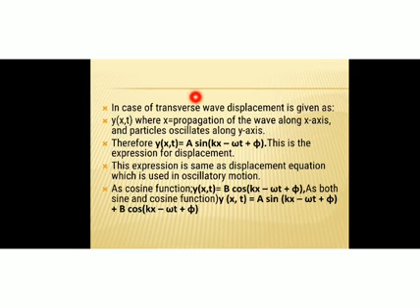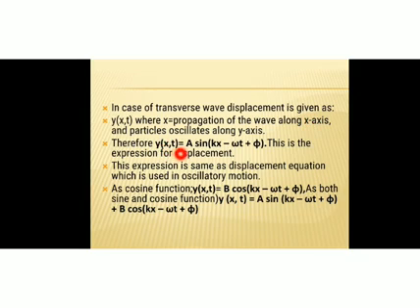So in the case of a transverse wave, displacement is given as y of x, t. That means y is a function of x and t, where x is the propagation of the wave along the x-axis. So x denotes the wave is propagating along the x-axis and the particles oscillate along the y-axis. That means it is a transverse wave because the particle oscillates perpendicular to the propagation of the wave.